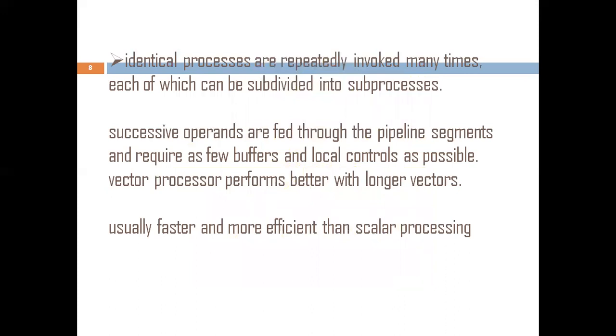In vector processing, identical processes are repeatedly invoked many times, each of which can be subdivided into subprocesses. Successive operands are fed through the pipeline segments and require as few buffers and local controls as possible. This parallel vector processing allows the generation of more than two results per clock period. This process is also known as chaining.